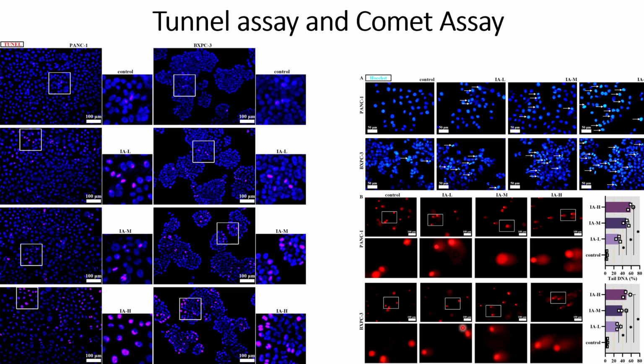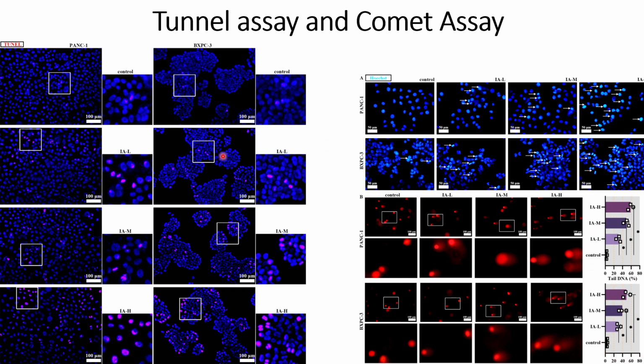The same thing they have observed for the BXPC3 cell lines. With increase in the isoferulic acid concentration, the tail DNA or smearing of the DNA increases, highest for the high isoferulic acid concentration tested, 12.5 micromolar, and this is true for both BXPC3 and PANC1 cell lines. The quantifications are shown on the right hand side, where we can see a dose dependent increase in the tail DNA percentage for both PANC1 and BXPC3 cell lines.